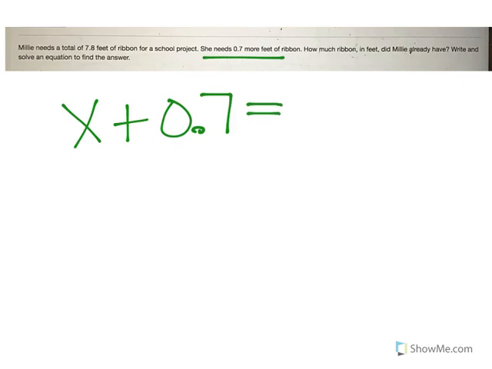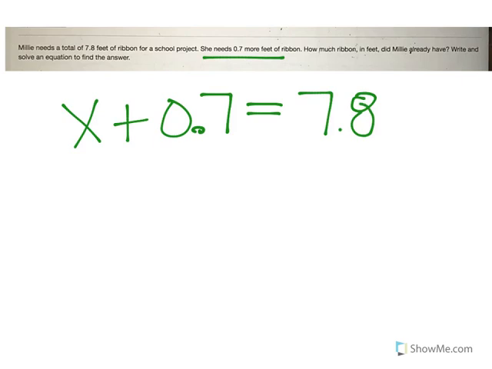All right, next one. Millie needs a total of 7.8 feet of ribbon for a school project. She needs 0.7 or 7/10 more feet of ribbon. How much ribbon in feet did Millie already have? Write and solve an equation to find the answer. Okay, so I know she has some ribbon. I know she needs this much more feet, but I know in total this is what she needs.